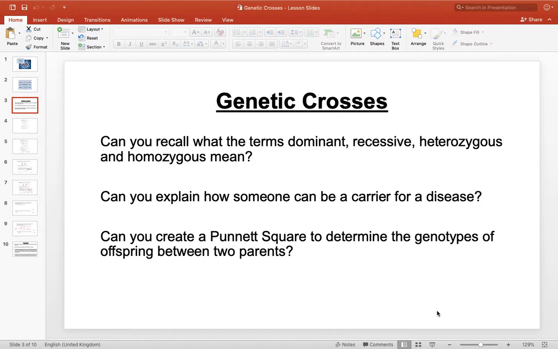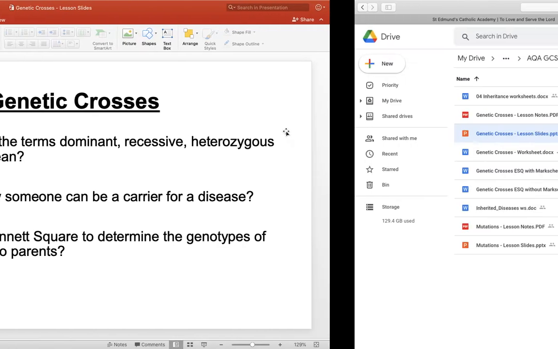In previous lessons we've looked at the definitions commonly used in genetics. Today we're going to be looking at specific genetic crosses. So if you could write the title in your book as you would do for any other lesson of mine, Genetic Crosses. By the end of today's lesson you should be able to recall what the terms dominant, recessive, heterozygous and homozygous mean. You should be able to explain how someone is a carrier for a disease, and you should be able to create a Punnett Square to determine the genotypes of offspring between two parents.